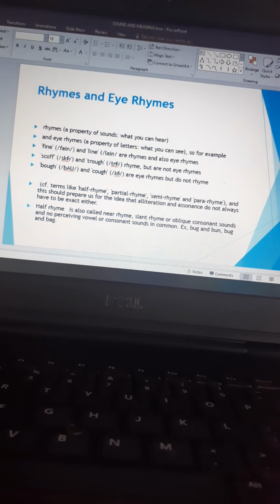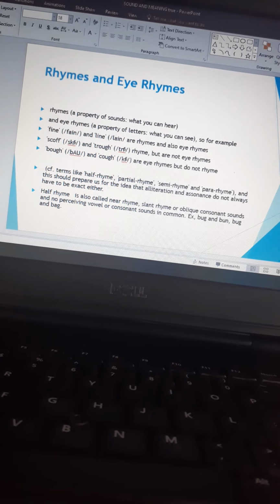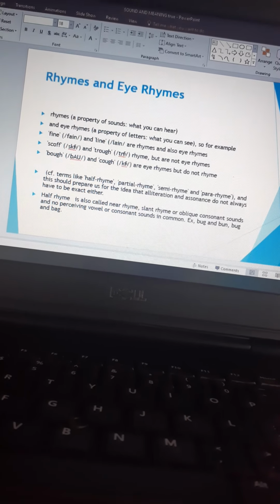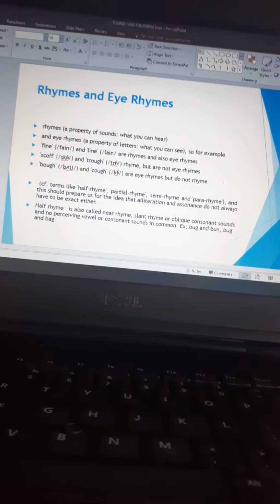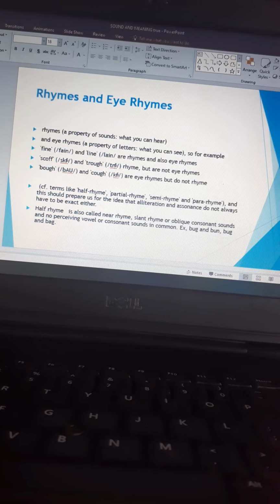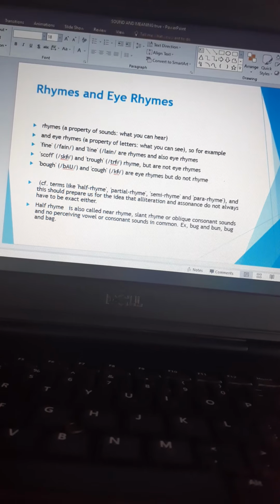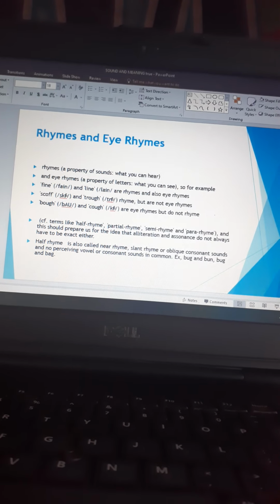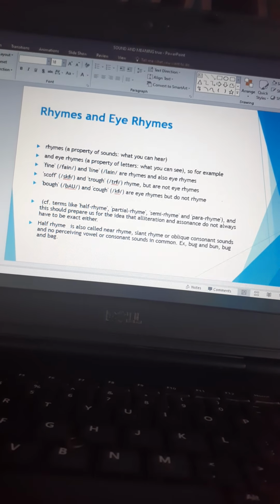Alliteration and assonance do not always have to be exact either. Half rhyme is also called a near rhyme, a slant rhyme, or an oblique rhyme, with no perceiving vowel or consonant sounds in common. An example of half rhyme is bug and bun, or bug and bag.